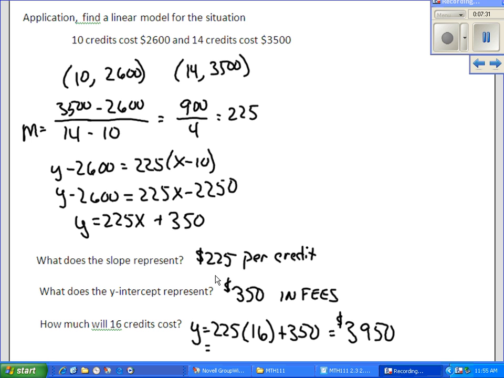And the slope in this case, the 225, that's the cost per credit. So $900 cost us 4 credits, $225 is the cost for a single credit. And the y-intercept is going to be what the fees are at this particular college. So no matter how many credits you have, you're going to pay that flat fee of $350. And then if we want to calculate how much 16 credits cost, we can substitute it into the equation and simplify for the total tuition for that term.